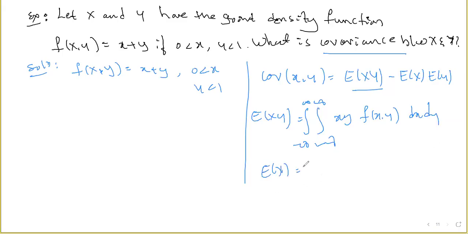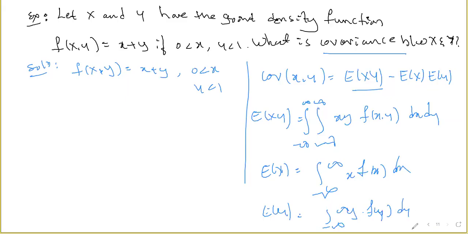How to find out expected value of x? Minus infinity to infinity x f of x dx. How to find out expected value of y? Minus infinity to infinity y into f of y dy. Right? Is it clear? We need to find out. So now first we need to find out the f of x and f of y because it is a joint probability density function. So now first we are going to find out the marginal distribution of x, then marginal distribution of y. Clear?